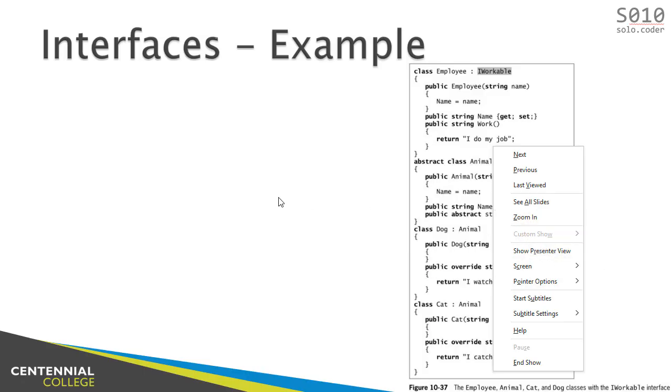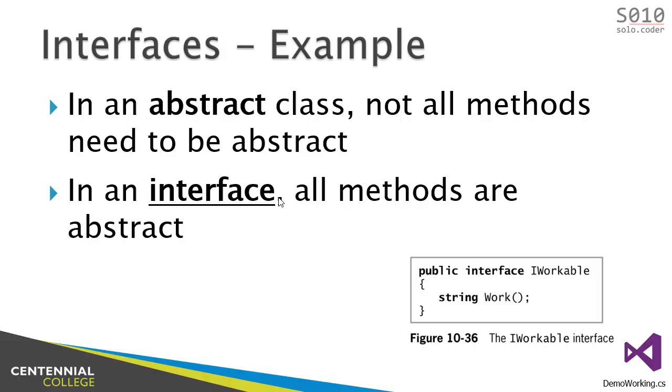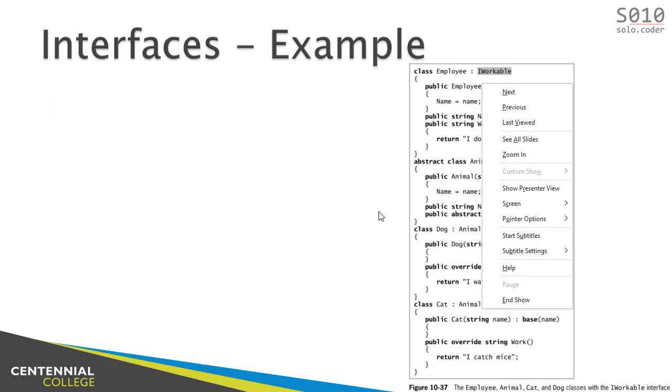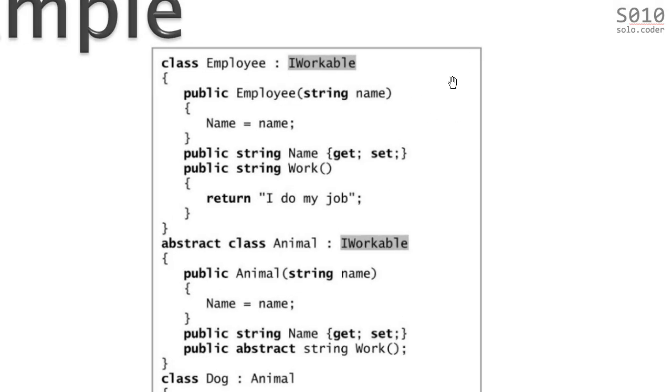Look, IWorkable is a very simple interface. It has one method called Work. So Animal, do some work, I don't know, drag my shoes or whatever. Now look at this, I'll zoom in here. Employee is an IWorkable. It inherits from IWorkable, and because of that, I have to implement Work. Work for Employee is: I do my job.